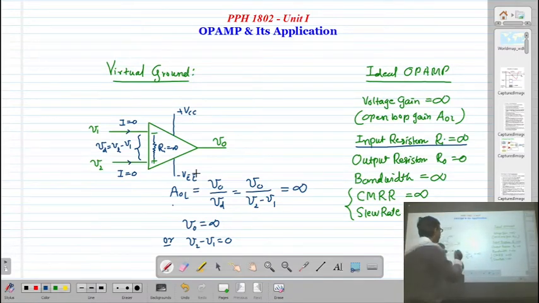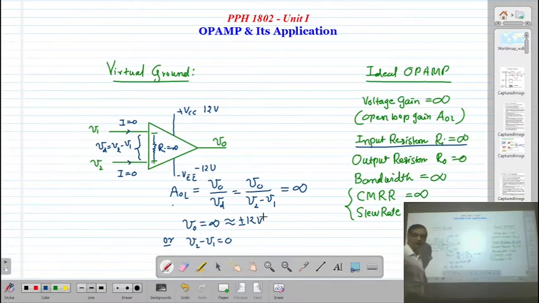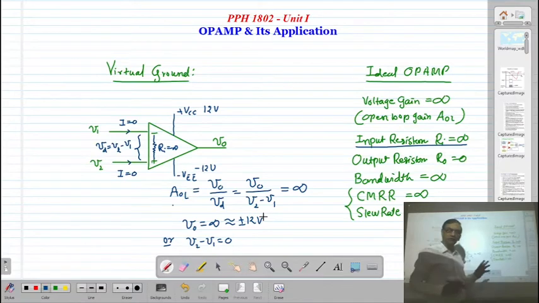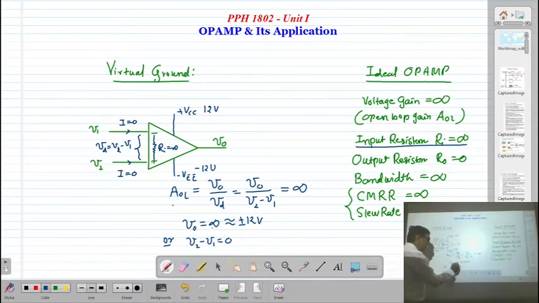The operational amplifier requires the positive voltage as well as the negative voltage. So suppose my maximum DC voltage is 12 volt and this is minus 12 volt, then the maximum output voltage will be plus or minus 12 volt. That is called saturation. So in that case, the op-amp is going to be in saturation. So the output voltage of the op-amp cannot be infinite. Remember, it means that V2 minus V1 has to be 0.